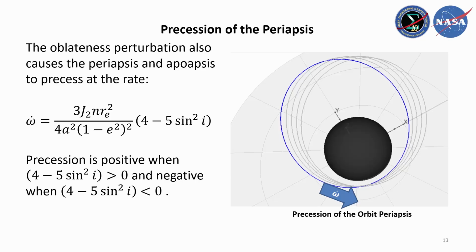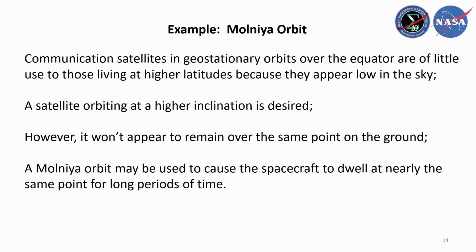But how can the effect of this perturbation be exploited? We saw earlier that communication satellites placed into a geostationary orbit are stationary over a given point on the ground. For these to be useful, ground stations must be able to see the communication satellite, which can be a problem for ground stations at high latitudes, as a spacecraft over the equator will appear low in the sky. A satellite orbiting at a higher inclination is desired, but the problem with that is such an orbit won't allow the spacecraft to remain over the same point on the ground at all times. However, if a Molniya orbit is used, the spacecraft will appear to dwell near the same point in the sky for long periods of time.